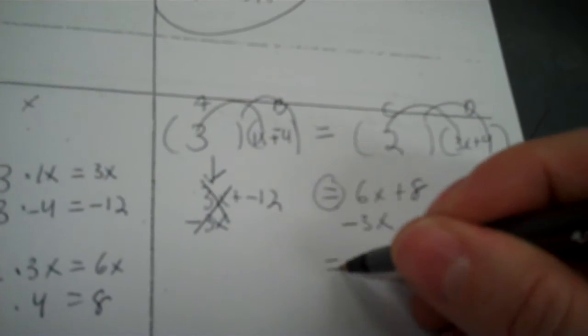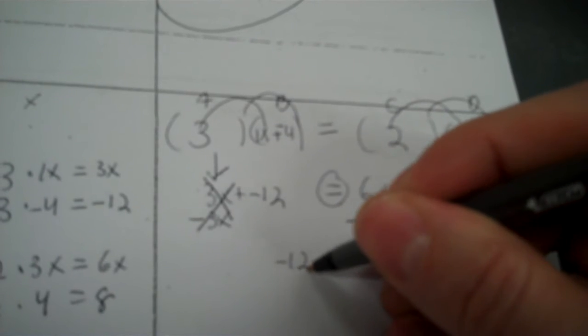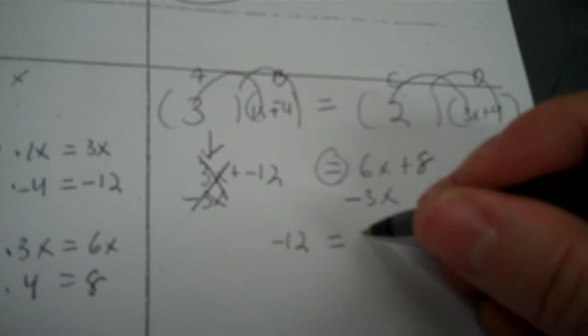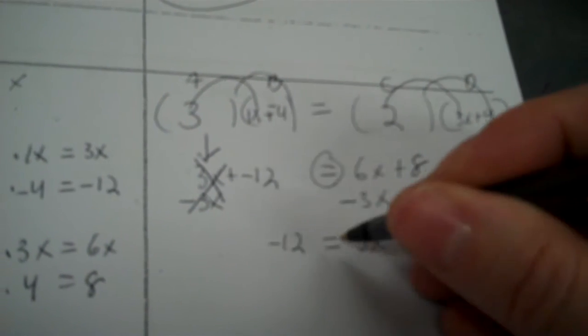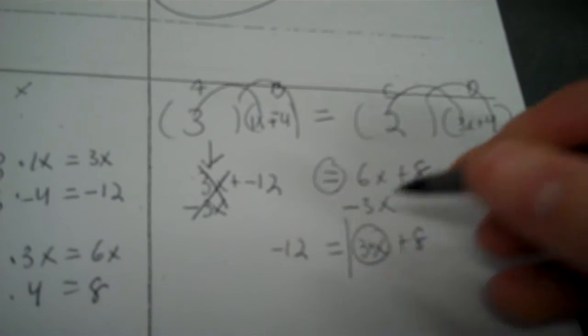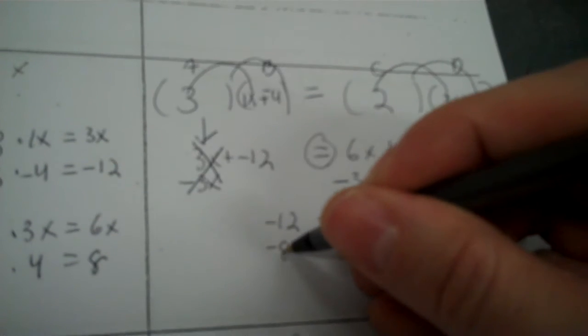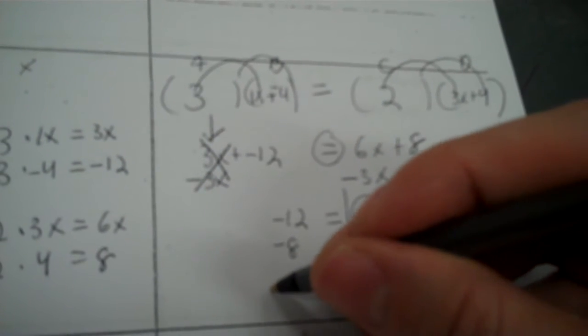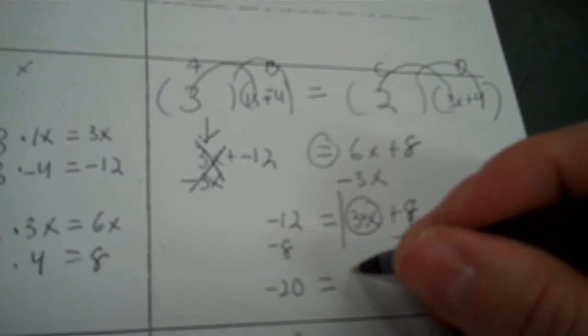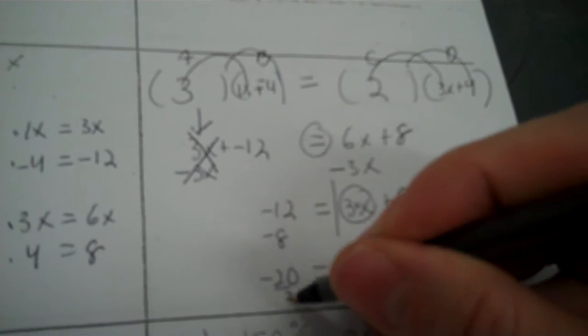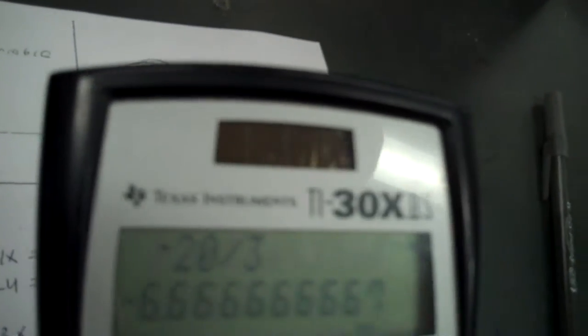So line your equals up, you got negative 12. And over here you got 3x plus 8. Now the wall can go up and the dot and the circle. If we do have a plus 8, we have to eliminate. So that's going to be negative 20, and then you got 3 dot x. So divide by 3, and you got your answer. Negative 20 divided by 3 is negative 6.6 repeating.